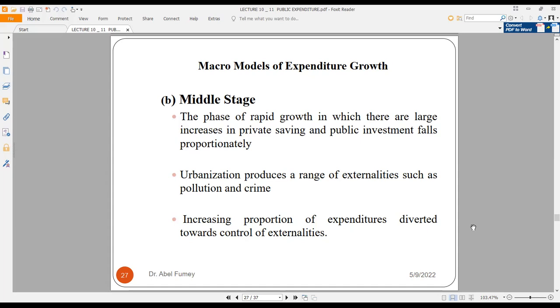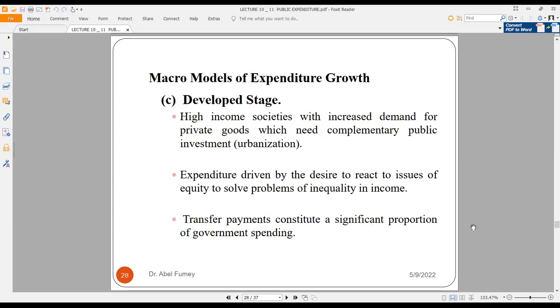Okay, so at the early stage, it was just about infrastructure, but here, because of an increase in private spending, private savings, the government can now shift its attention from provision of infrastructure goods to the control of externalities. And then the last stage, the developed stage. Here, the society will now have high incomes. There will be an increase in the demand for private goods. And as we are demanding more private goods, we will demand more public goods as well.